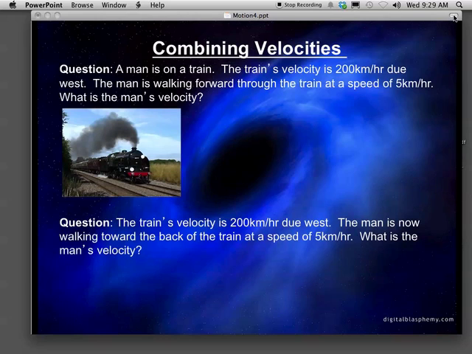All right. So another example: if a man's on a train, the train has a velocity of 200 kilometers per hour due west. If the man is walking forward in the train at 5 kilometers per hour, what is his overall velocity going to be, Nicholas?